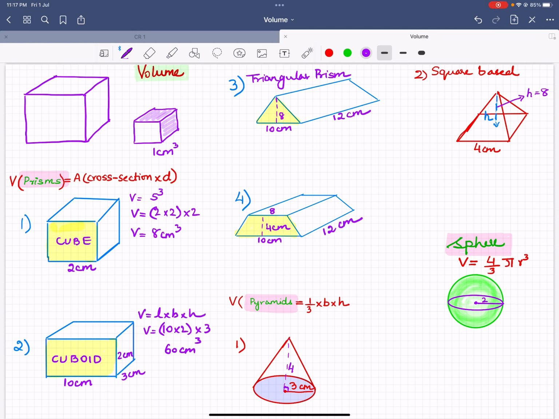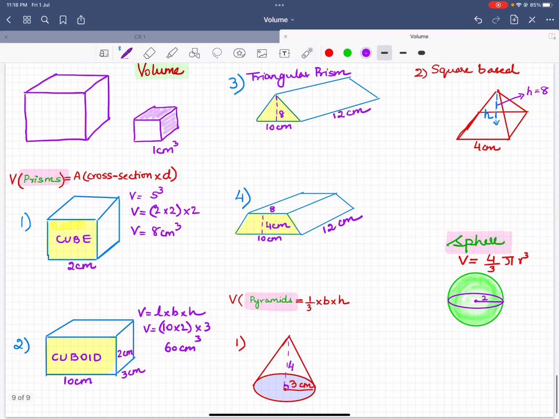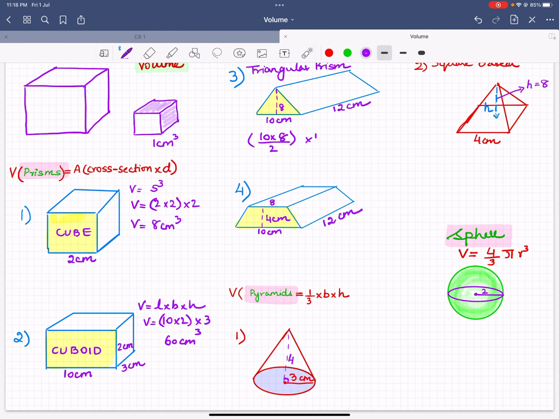Let's move on to the next question. Next question is a triangular prism because the face is a triangle. So if we follow the same formula, we have area of cross section multiplied by the depth. Area of cross section here is the area of triangle, and we know that area of triangle is base times height divided by 2. So let's find the area of the triangle, which is base 10 into height 8 divided by 2. So this is the area of cross section, and then we need to multiply area of cross section with the depth. So we multiply it with 12, and hence our volume is 480 cubic centimeter.